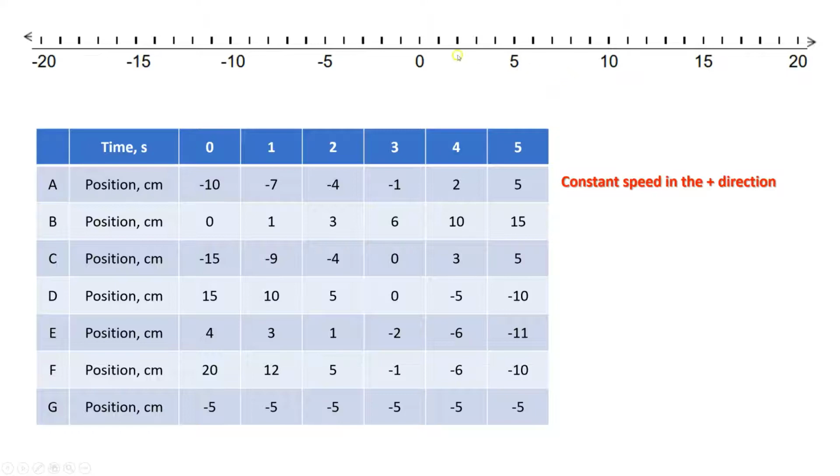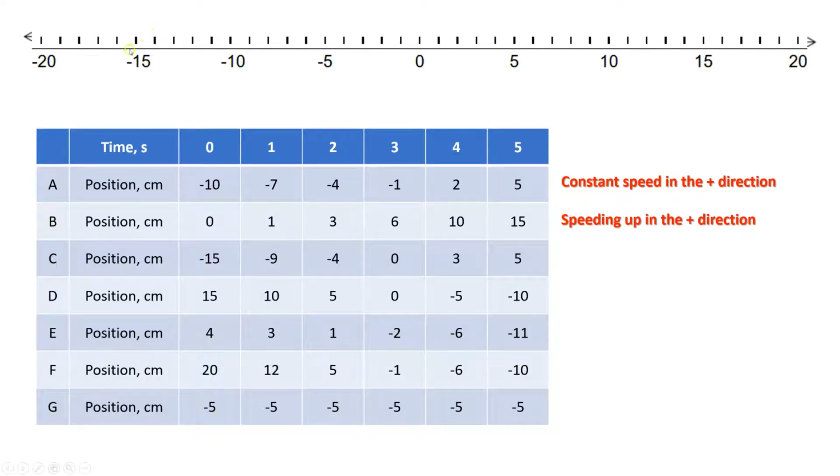Object B starts out at the origin 0 and moves 1 centimeter to the right. Then it moves 2 more to the 3 centimeter mark, 3 places to the 6, 4 places to the 10, 5 places to the 15. It's going further and further each second, so it's speeding up in the positive direction.